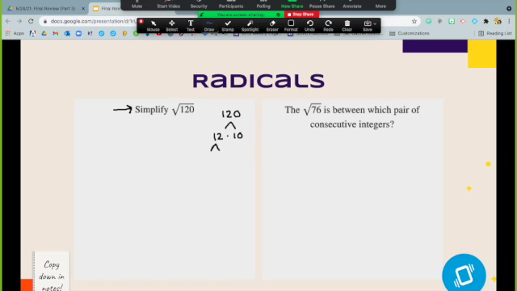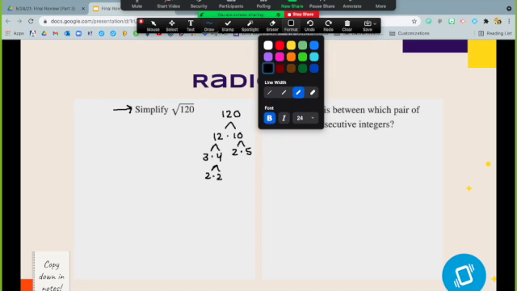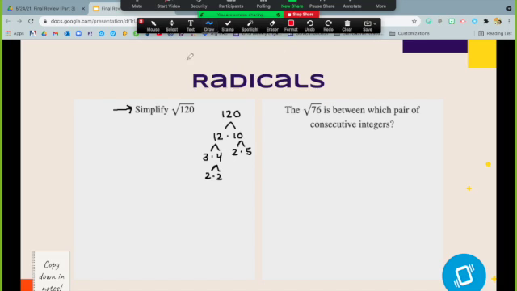And then for 12, we have 3 times 4. 4 is 2 times 2. 10 is 2 times 5. After we do that, we just need to identify all the prime numbers. If I want to find all the prime numbers, the easiest way to do that is by looking at the endpoints of the branches.